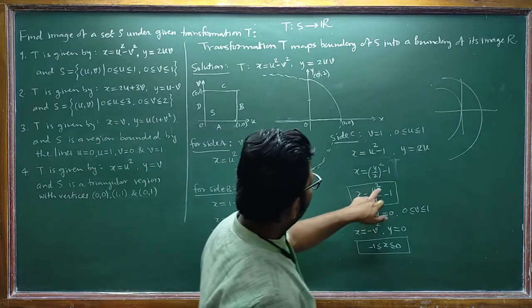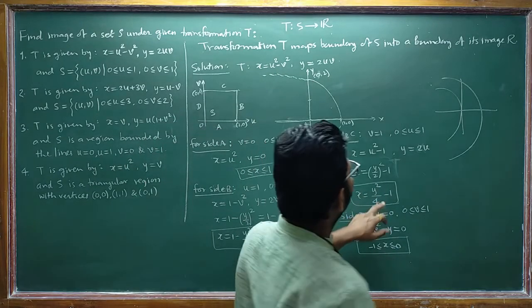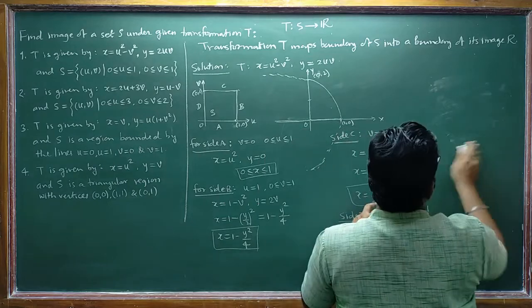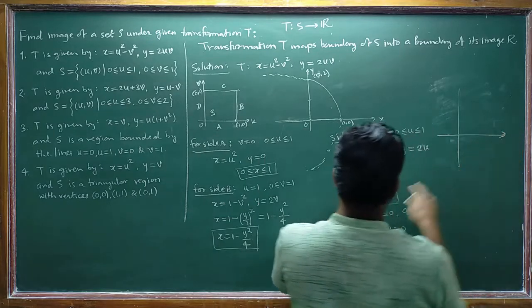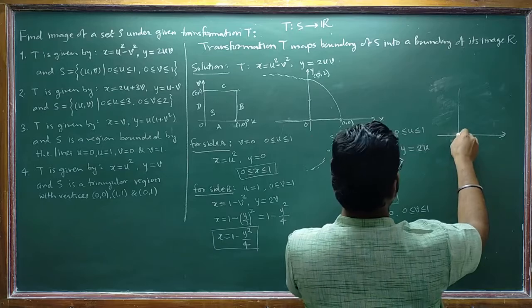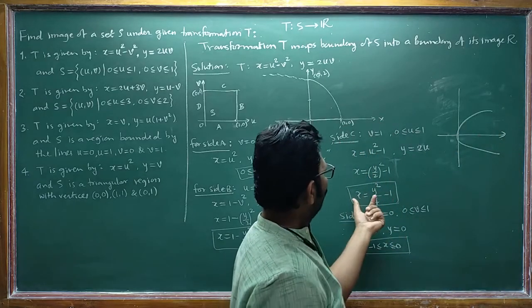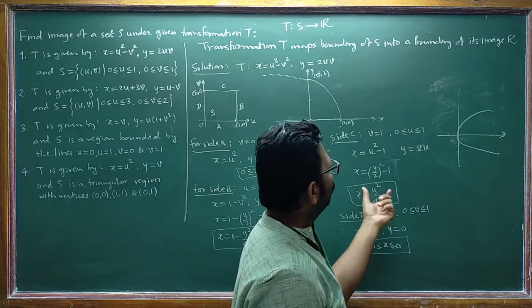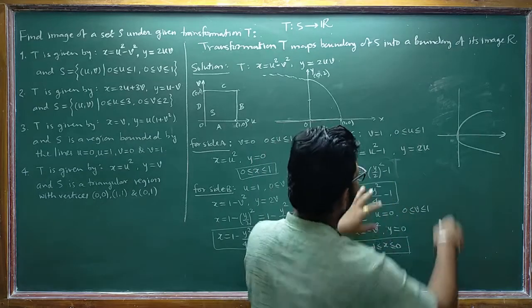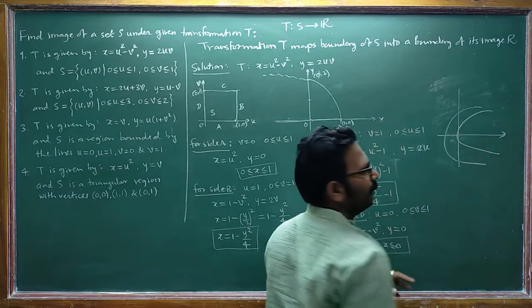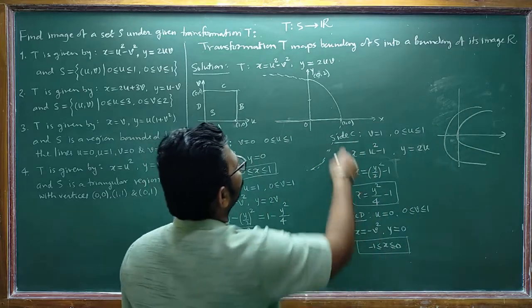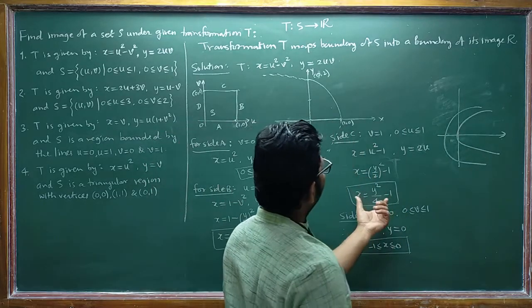This thing, x is y square by 4, how will the graph be? So this is the graph x equal to y square. The parabola is like something this. So x equal to y square minus something. The parabola will be shifted by a distance of minus 1. What will be the points of intersection?